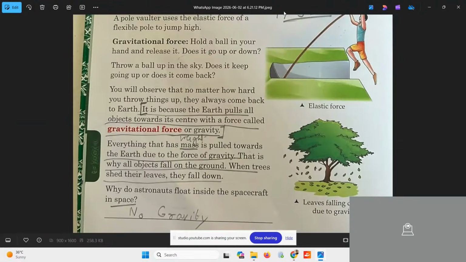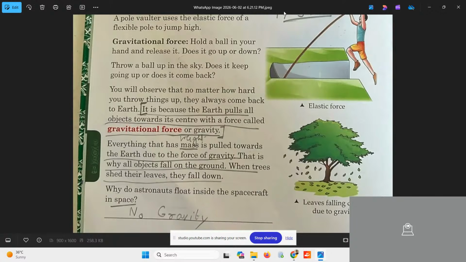Is gravitational force and gravity force the same? Yes, gravity and gravitational force are the same. The Earth pulls all the objects toward its center with a force called gravitational force. The Earth pulls all the objects towards its center, called what? Gravitational force. For example, how did the scientist who discovered the gravitational force discover it?